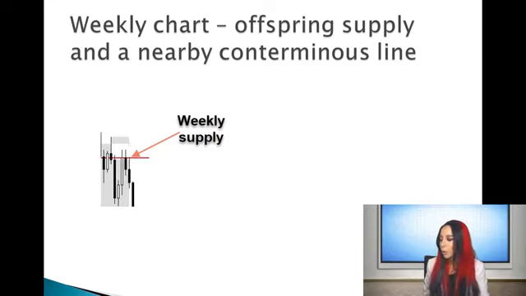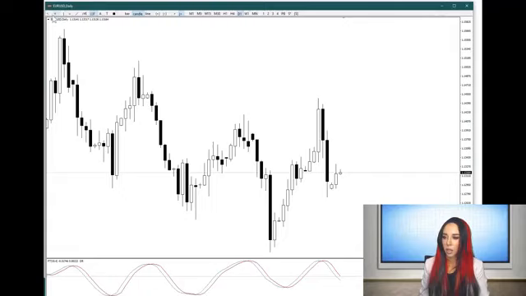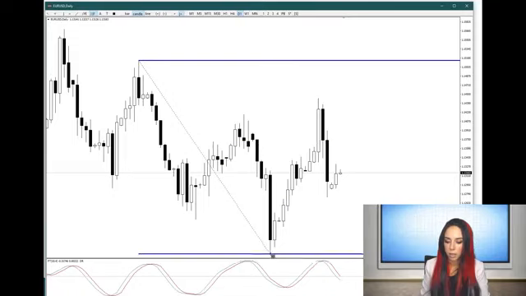Now I'm going to go through some examples for you so that you get an idea of this process. Okay, so here's a chart of Euro-dollar daily chart. I want to find the most recent swing extreme, a high and a low that has started to retrace back the other way. So that would be this high and this low.